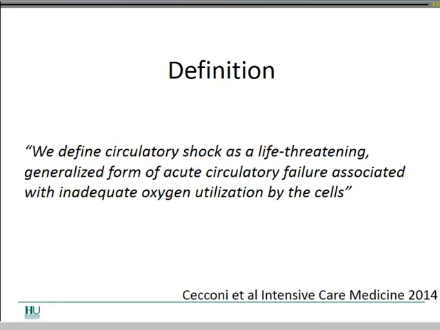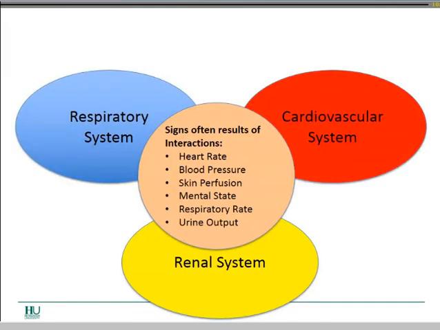But we need to go back to understand really what is shock. Circulatory shock is a life-threatening, generalized form of acute circulatory failure associated with inadequate oxygen utilization by the cells. So what does it mean? It means that we have a failure to deliver, to transport some oxygen, and at the same time the cells are not compensating anymore, and they are not able to extract the oxygen for their needs in the right way.